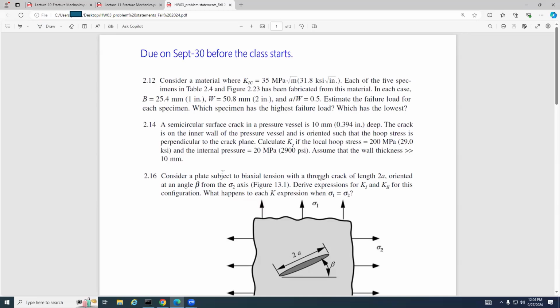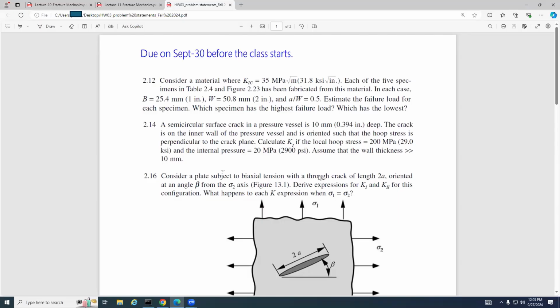It must be greater than 2.5. Let me write down the small scale yielding. We talk about small scale yielding. For small scale yielding, we can use K or G to describe the field in the crack tip.